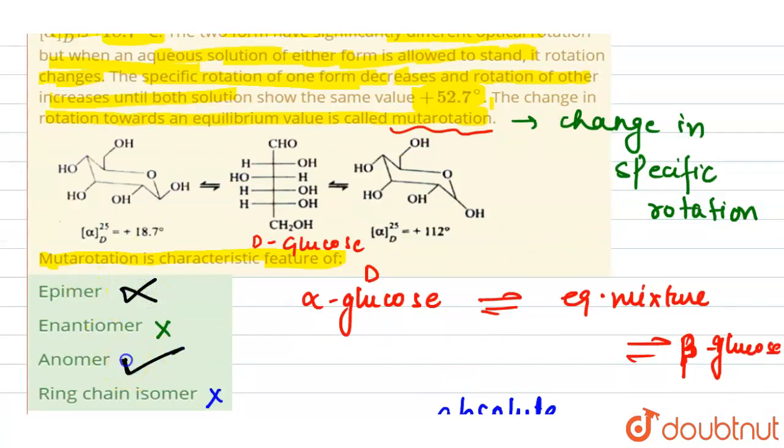So here our answer is anomer. If we see carbons 1, 2, 3, 4, 5 and 6, here also 1, 2, 3, 4, 5 and 6, they just differ at the first carbon, the C1 carbon. Anomers are those pair of stereoisomers which differ at the C1 carbon. The D glucose forms are anomers of each other. So mutarotation is a characteristic feature of anomers. Here our answer is anomers.